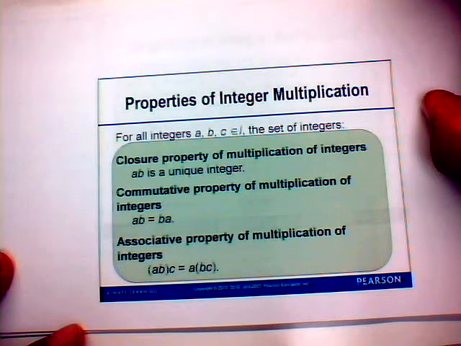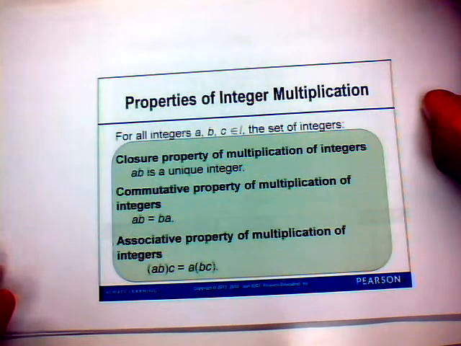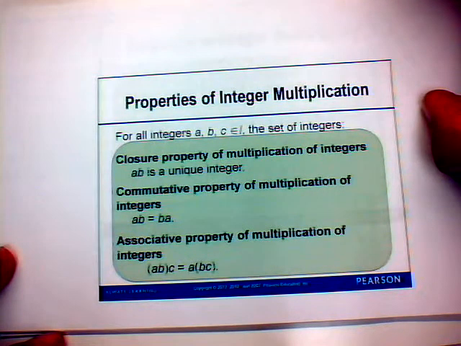The commutative property of multiplication of integers is this: a times b is equal to b times a. The order does not change the answer. Negative 3 times 4 is the same as saying 4 times negative 3. You're still going to get negative 12 either way.